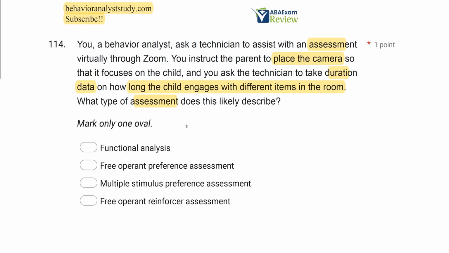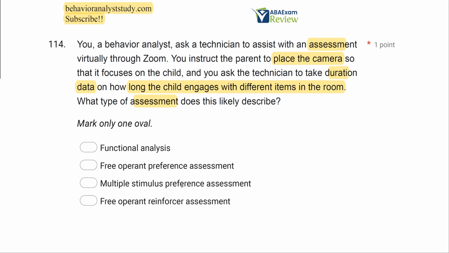So a functional analysis. With a functional analysis, we're manipulating antecedents and consequences to identify functions. Not what we're doing here, right? We're looking at the child engaging with items and taking data on that. So we look at B, free operant preference assessment. Well, that's what we predicted. And as you get better at the exam, you want to try and predict answers. Even if you don't predict the right answer, that process is going to develop these critical thinking skills and make you more fluent. B looks good. Always read all of your answer choices. C, multiple stimulus preference assessment.